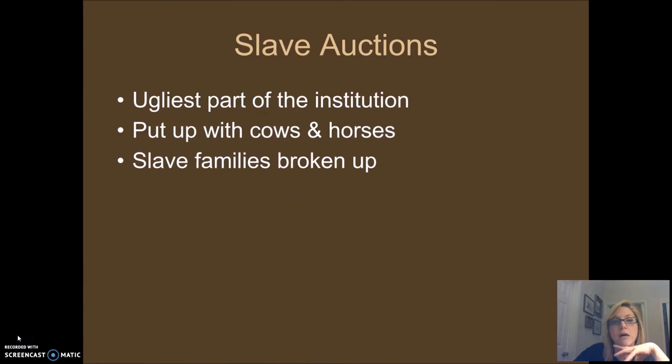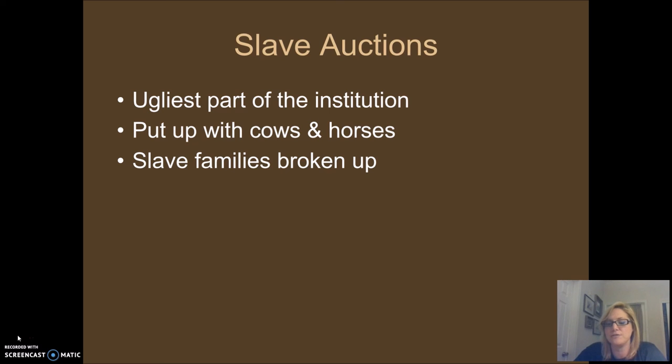Slave auctions were probably the ugliest part of the institution. They were put up next to cows, to other chattel, to livestock. They broke up families. Families were torn apart. They were sent off. So even though they couldn't sell slave children under the age of 10, they could sell the child's mother. They could sell the child's father.